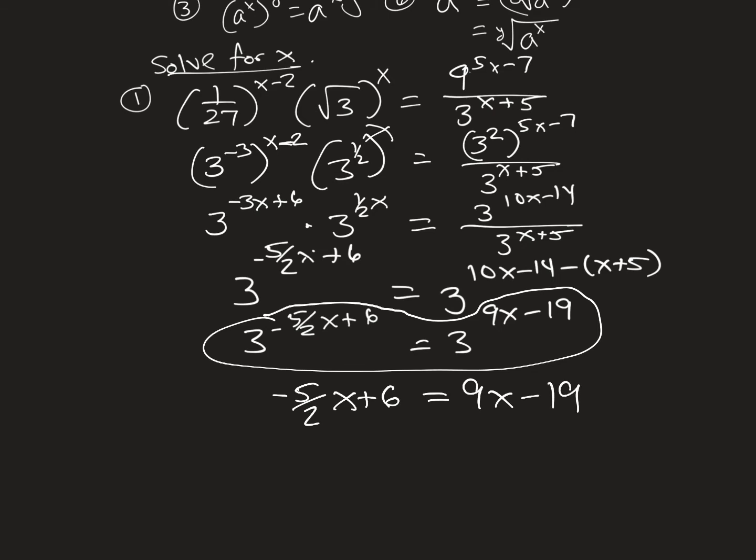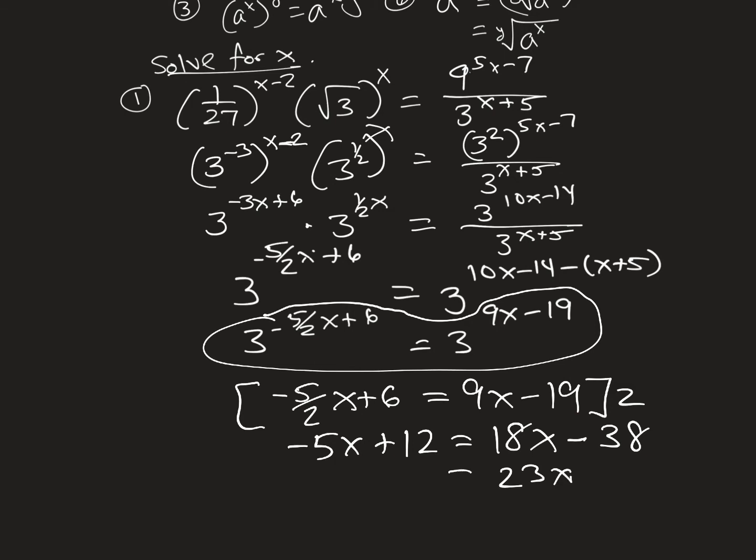And honestly, I don't want to work with the fraction, so I'm just going to multiply both sides by 2. So I've got negative 5x plus 12 equals 18x minus 38. X is to one side, so I've got 23x equals 38 plus 12, which is going to be 50. So x is going to be 50 23rds. There you have it.